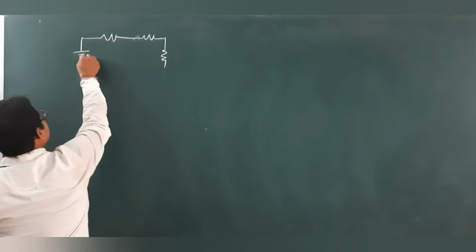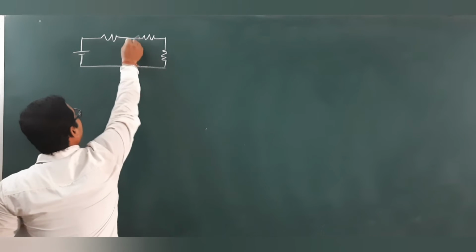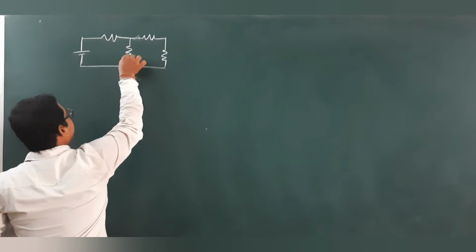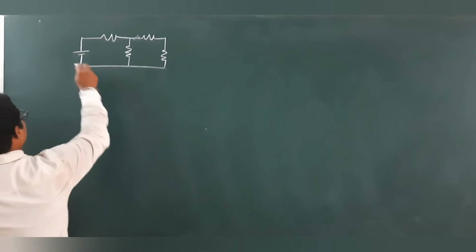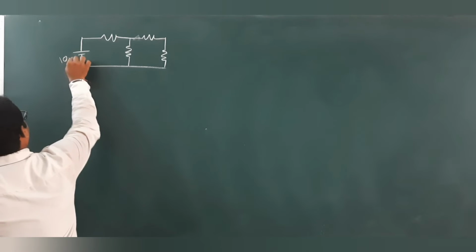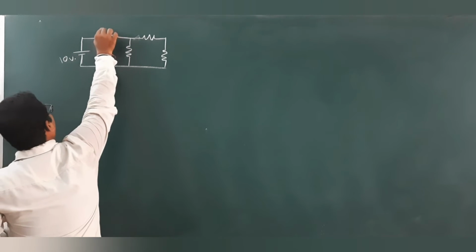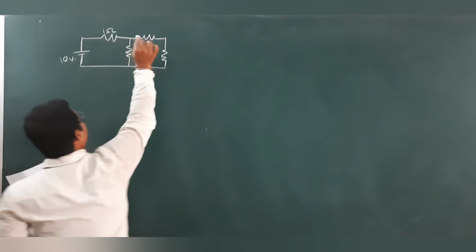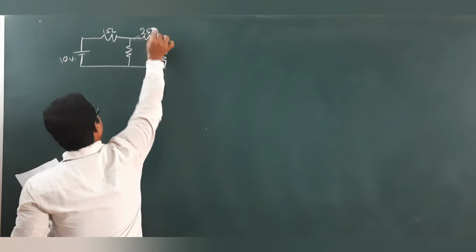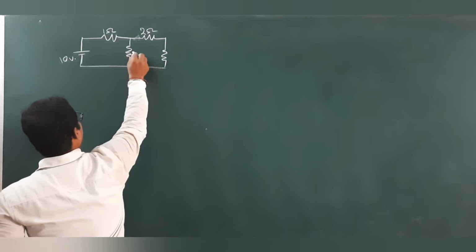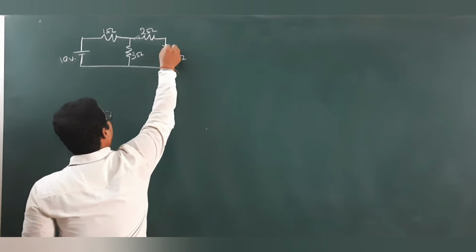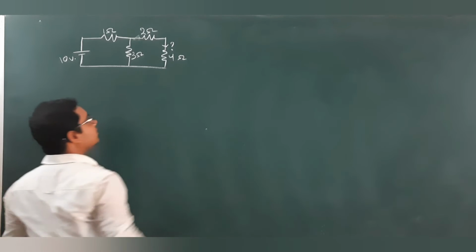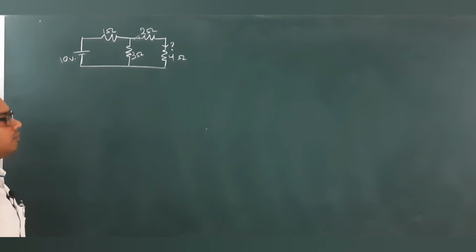These are the resistances. Okay, so I am taking a 10 volt source, and this is your 1 ohm resistance, and this is your 2 ohm resistance, and this is the 3 ohm resistance, and it is your 4 ohm resistance. The question is to find out the current through here by the help of Thevenin's theorem.